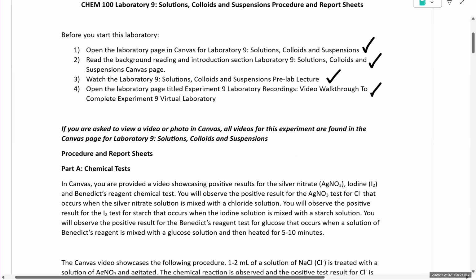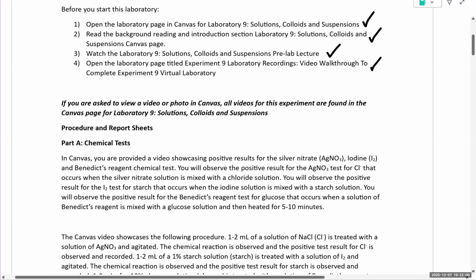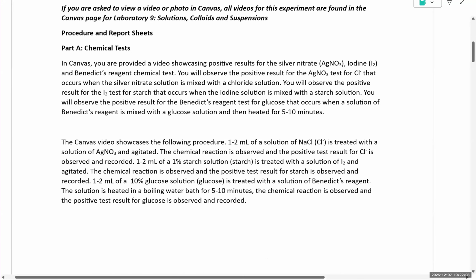As always, if you're asked to view a video or photo in Canvas, all videos for this experiment are found in the Canvas page for Laboratory 9. So let's get started with the procedure now. So in this lab, as a broad overview, we're going to be determining whether various solution components are classified as solutes, colloids, or suspensions. And one of the ways that we're going to detect whether a solution component is present or absent in a solution sample is via chemical tests.